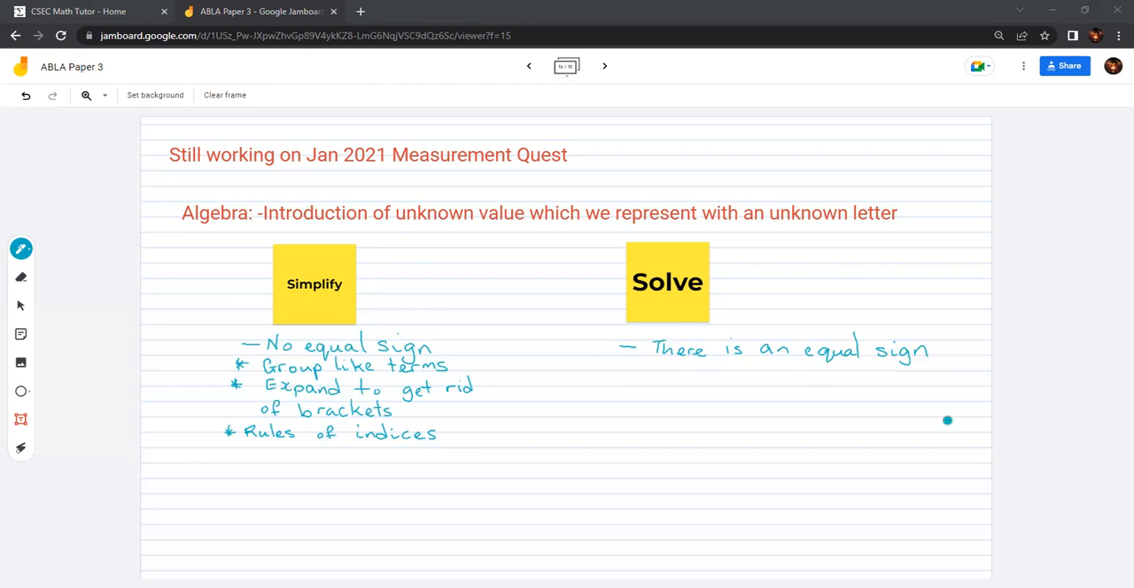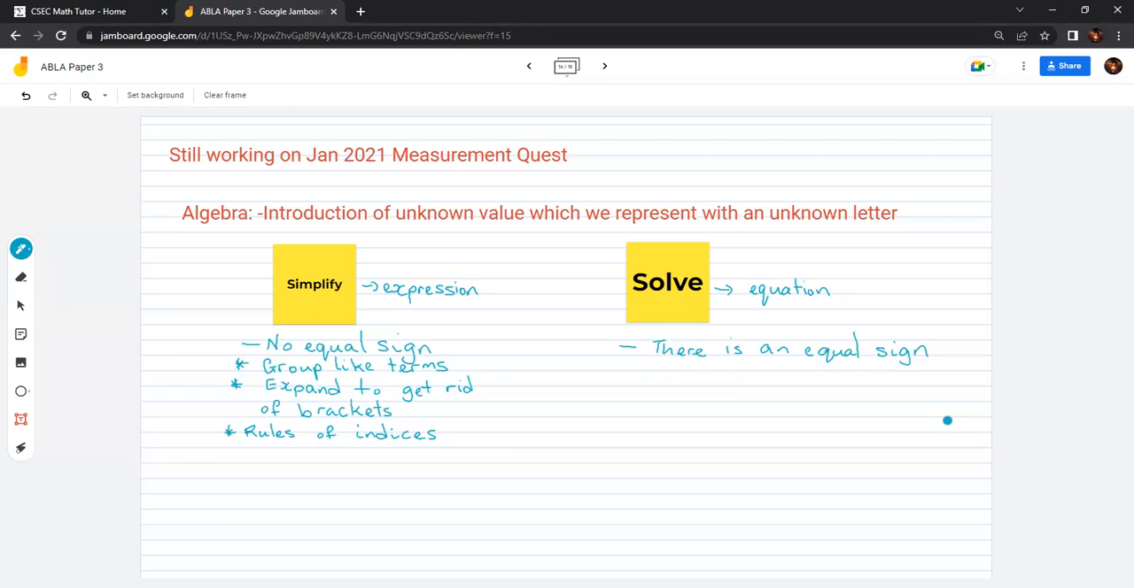When it comes to simplifying, you're going to see the term expression. An expression does not have an equal sign. While in solving, you're going to see the term equation. Equations have equal signs.